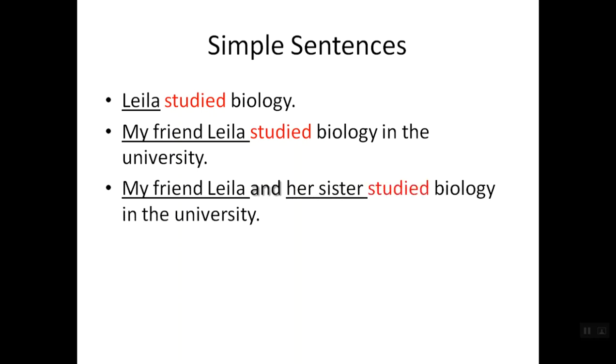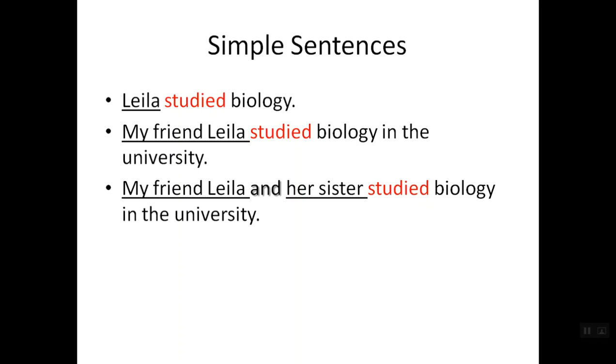My friend Layla and her sister studied biology in the university. So here, how many subjects do we have? You're going to tell me my friend Layla and her sister. Okay, so such subjects are called compound subjects. So we have two subjects here, or one compound subject. It's one actually, not two, but one compound. Why? Because they are doing the same action, which is the action of studying.